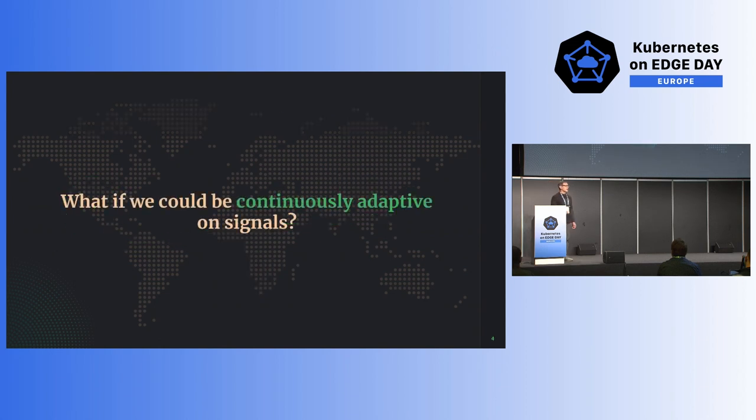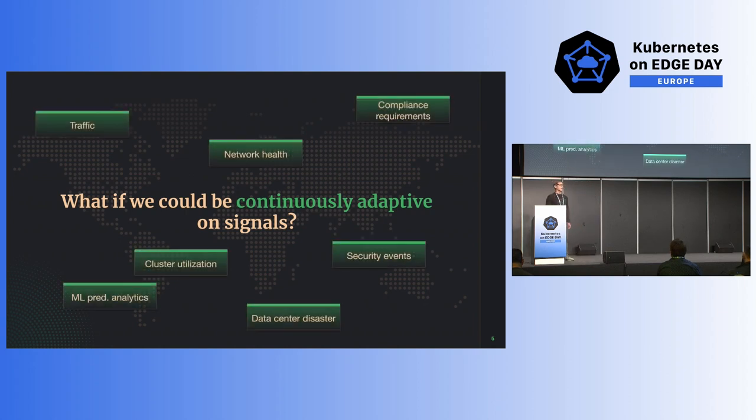What if we could be adaptive? What if we could move the workload to where it needs to be? What if we could maintain a set of running workloads that are optimal for your particular needs? Optimal according to distance from your end user, optimal according to how many you're willing to pay for. What if we could continuously adapt that set of running workload locations? Adapt it according to signals, health signals, utilization signals.